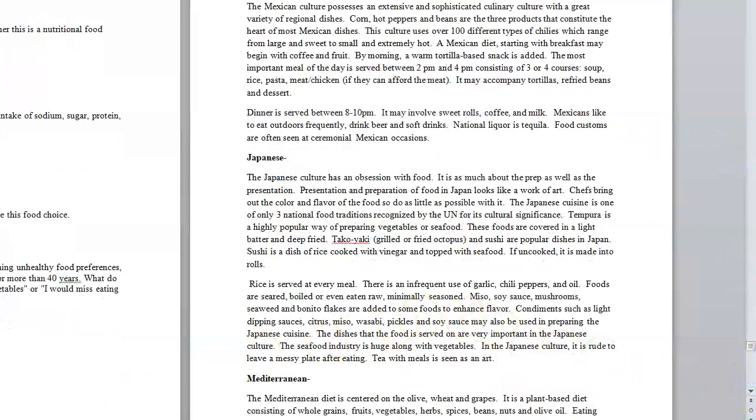Miso, soy sauce, mushrooms, seaweed, and bonito flakes are added to some foods to enhance flavor. Condiments such as light dipping sauces, citrus miso, wasabi, pickles, and soy sauce may also be used in preparing the Japanese cuisine. The dishes that the food is served on are very important in the Japanese culture, and the seafood industry is huge along with vegetables. In the Japanese culture, it is rude to leave a messy plate after eating. Tea with meals is seen as an art. So that's our Japanese cuisine.